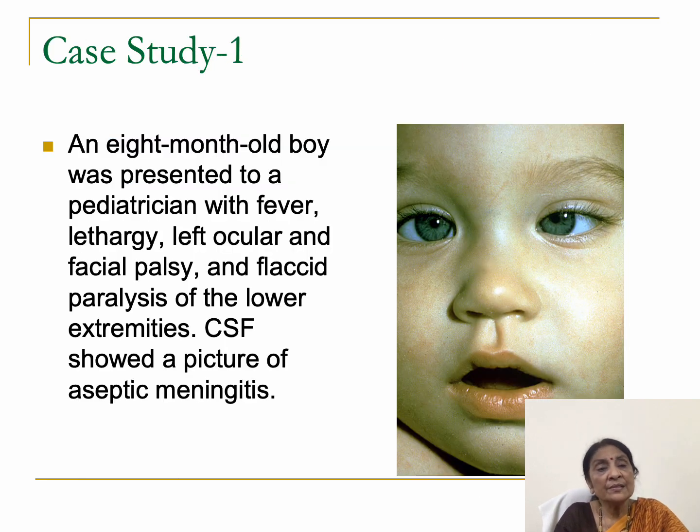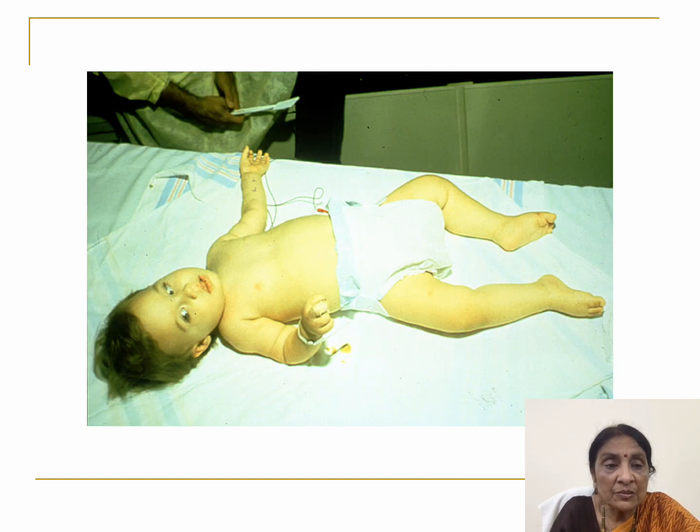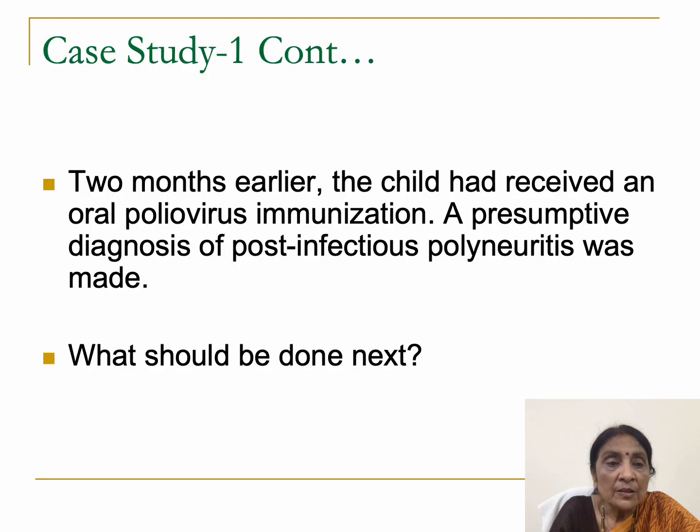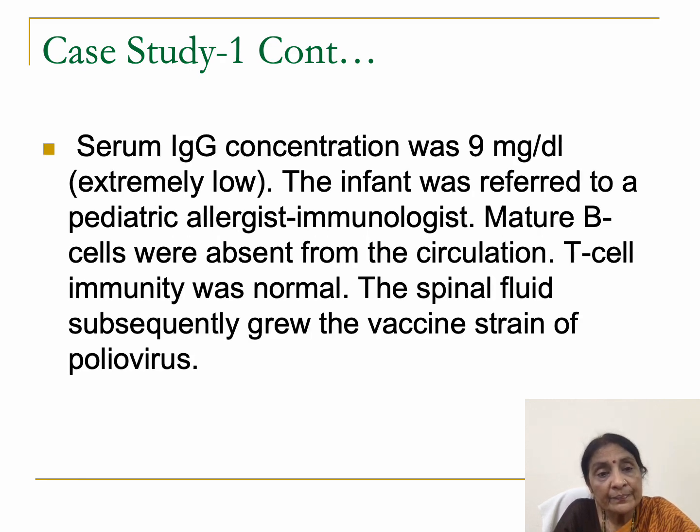Now, here is a case study. An 8-month-old boy was presented to a pediatrician with fever, lethargy, left ocular and facial paralysis, as you can see, flaccid paralysis of lower limbs. CSF showed picture of aseptic meningitis. 2 months earlier, the child had received oral polio immunization. A presumptive diagnosis of post-infectious polyneuritis was made. What should be done next?